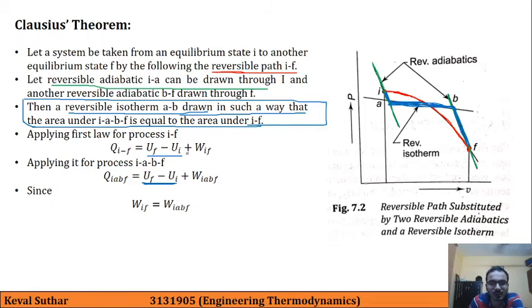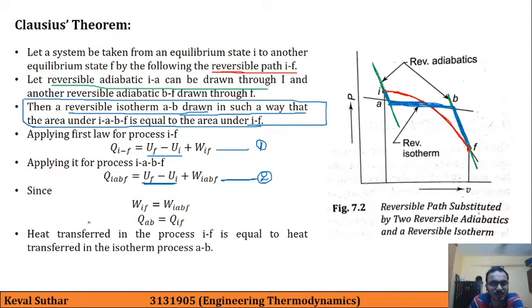When we compare these two equations, let us say this is equation number 1 and this is equation number 2, then we can say that Q_AB is equal to Q_IF. What is being said here is that the heat transferred in the process I to F, our original process, is equal to the heat transferred in the isotherm A to B.